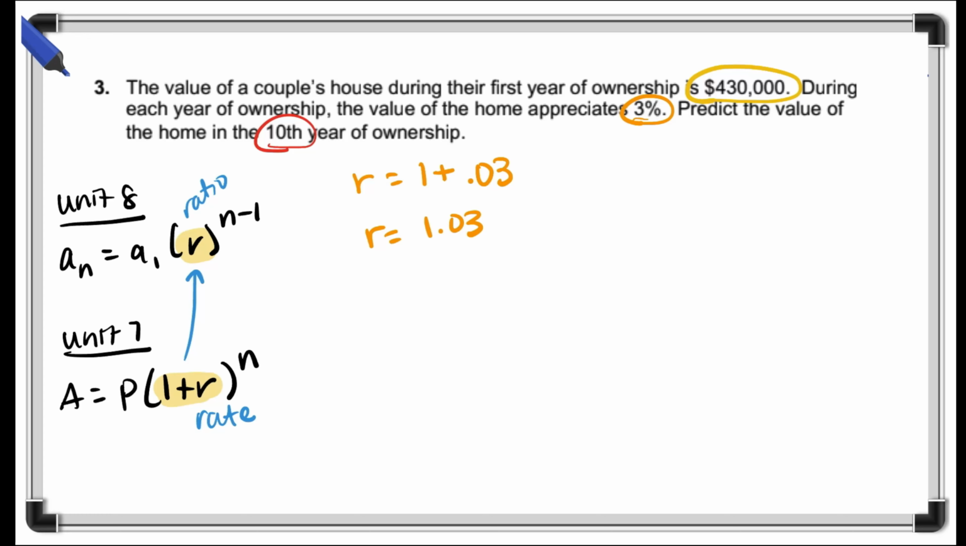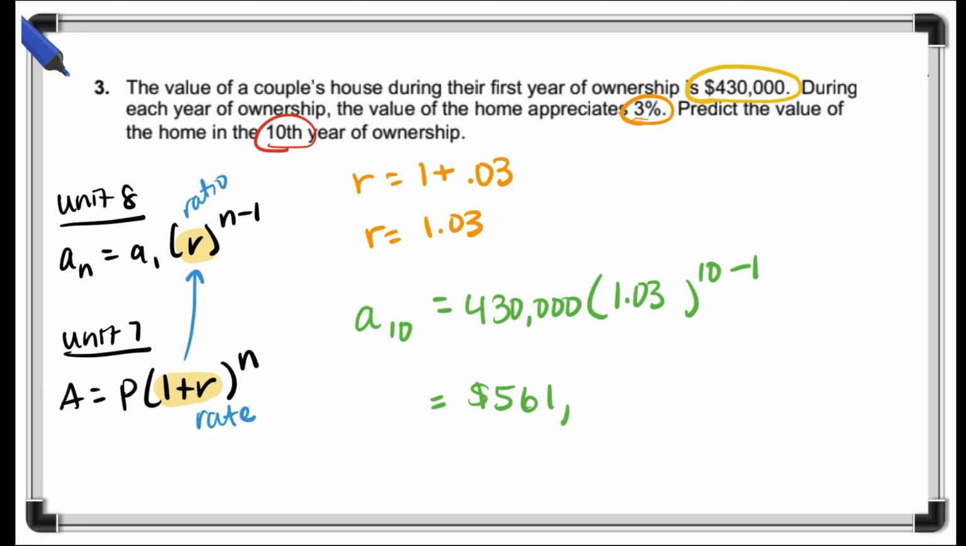So that's the 1.03. Now if I use that explicit formula to get a sub 10, because I'm looking at the 10th year, I'm going to put my a sub 1, so that's 430,000. My r value is 1.03, and then I have n minus 1, which is 10 minus 1. So what I'm going to get is $561,052.47.